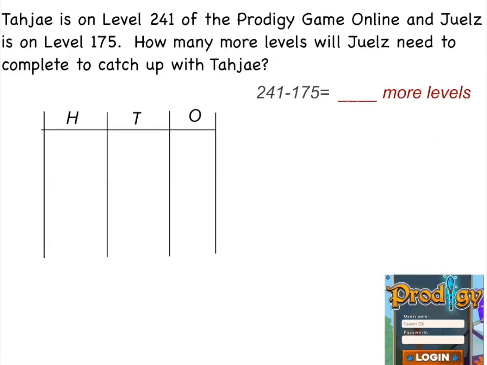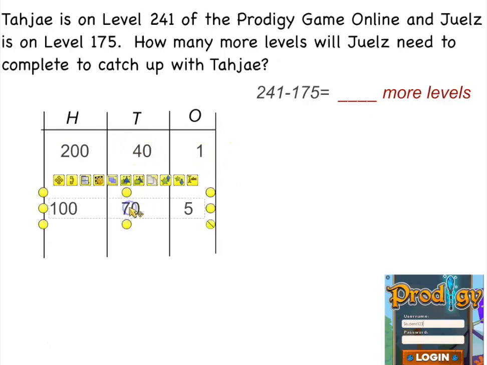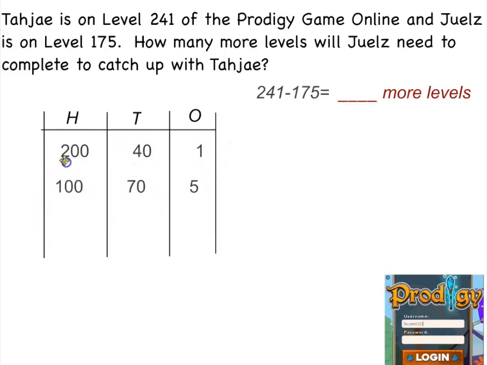Now we're going to take that same problem and use expanded form. But this time we're subtracting. So I'm going to take 241 and expand it out, and then 175 and expand that out. Excuse me, that was 175. And now I am ready to do some subtraction.